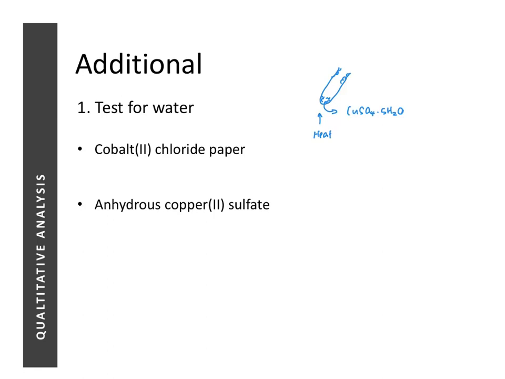So how do we test for water? There are two ways. We can either use cobalt chloride paper. Cobalt chloride paper is actually blue when dry, and when it turns pink, it tells you that water is present. Or we can use anhydrous copper(II) sulfate, which is white when dry. If there's water present, it will turn blue. Alright, so these are the two tests that you can use to confirm the presence of water.